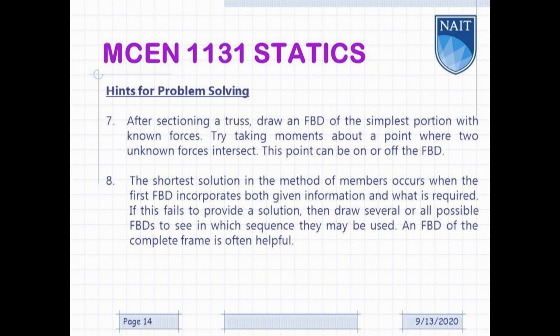7. After sectioning a truss, draw a free body diagram of the simplest portion with known forces. Try taking moments about a point where two unknown forces intersect. This point can be on or off of the free body diagram. 8. The shortest solution in the method of members occurs when the first free body diagram incorporates both given information and what is required. If this fails to provide a solution, then draw several or all possible free body diagrams to see in which sequence they may be used. A free body diagram of the complete frame is often helpful.